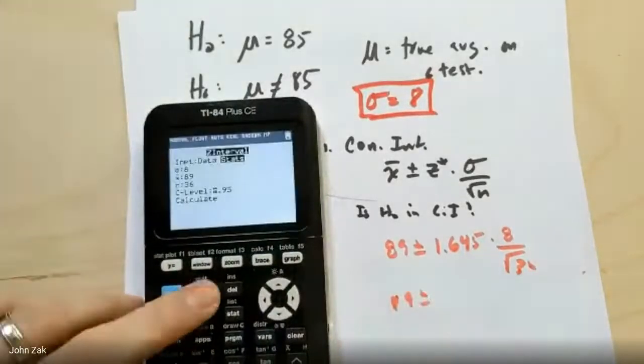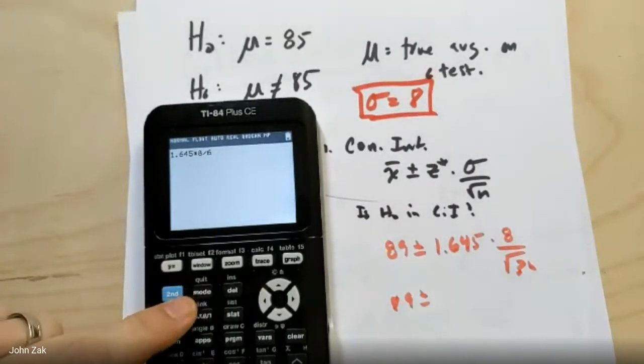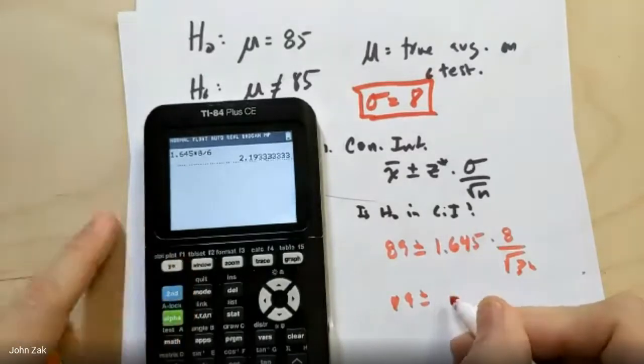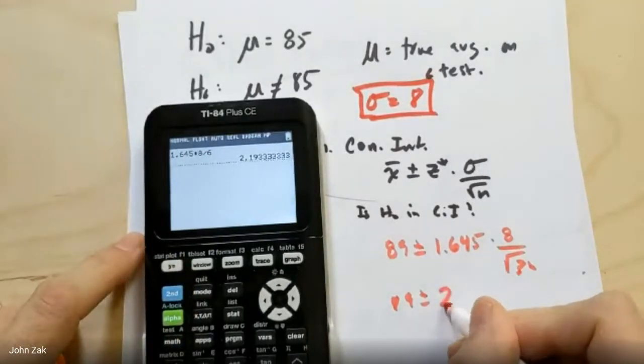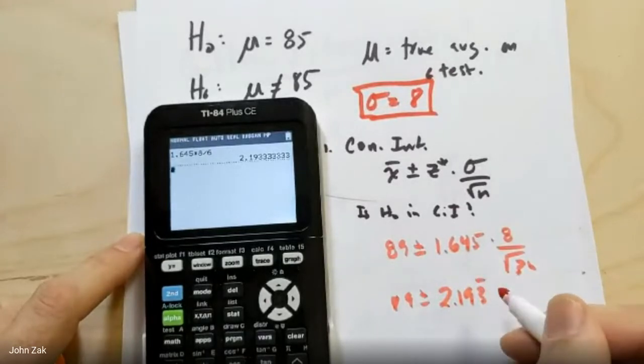I've got my calculator, but I'm going to do this by hand first because that's how I'm rolling. 1.645 times 8 divided by the square root of 36 is 6. So that would be 89 plus or minus 2.193.